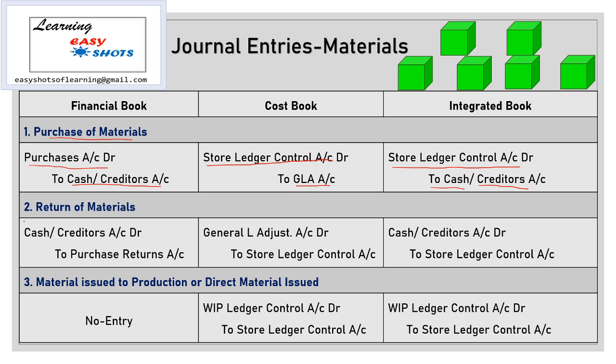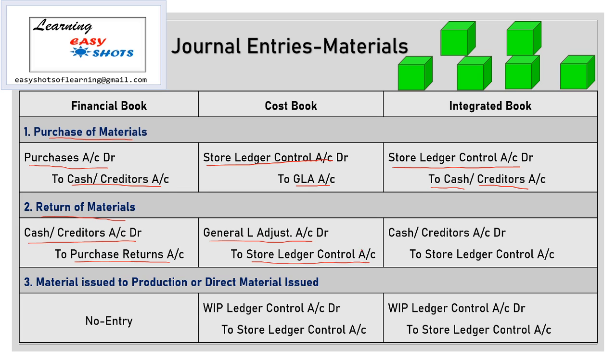Our next transaction is return of material. When the material is returned to the supplier due to some damage or not being up to the mark, our entry in the financial book is cash or creditors account debit to purchase return account, and in the cost book, in place of cash and creditors, we use general ledger adjustment account. When the material is returned to the supplier, it is reduced in the store, so we credit the stores ledger control account.